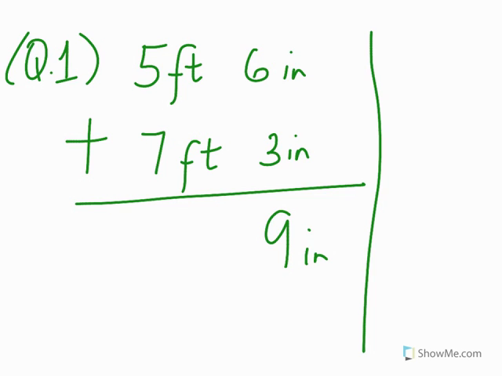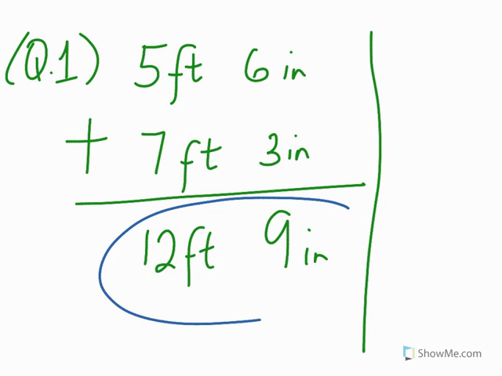Now, if it was bigger than 12 inches, then we would have to convert to feet and see what we can do to add up to the feet that we have, which we shall look at in other examples. But now it's less than 12 inches, so we write it as it is. Then 5 feet plus 7 feet gives 12 feet. And our answer becomes 12 feet and 9 inches.